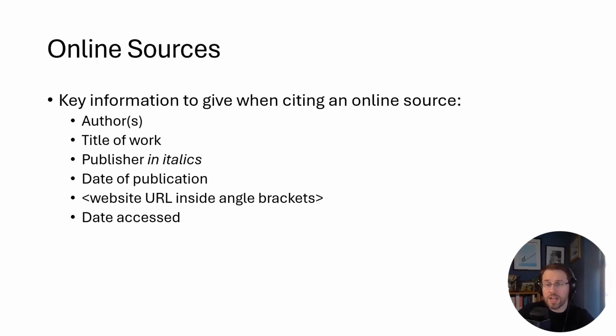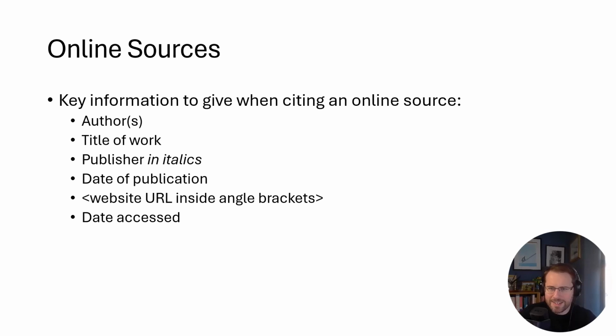So the author's name in the way that it's given in the source. We're looking for the title of the work. We're looking for the publisher in italics. We're looking for the date of the publication. And then we're looking for the website or URL inside these angle brackets, so the greater than and less than signs. And then we're looking for the date accessed.